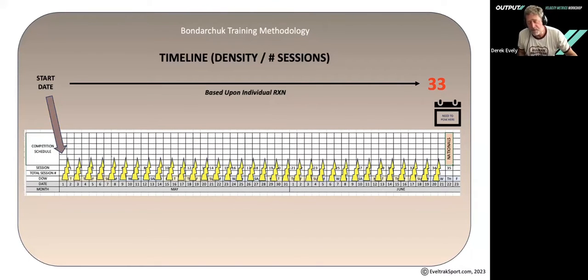A lot of people I've heard say, oh, the Bondarchuk system, it's training 10 times a week. I can't sprint 10 times a week. Well, that's not how it works. You only fit in the specific content according to how you can recover.